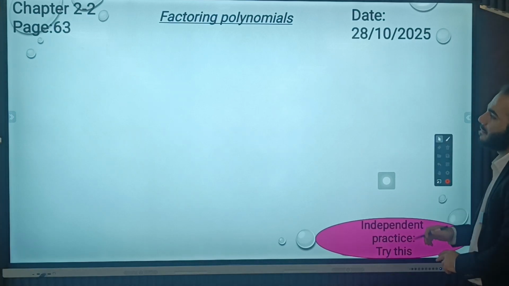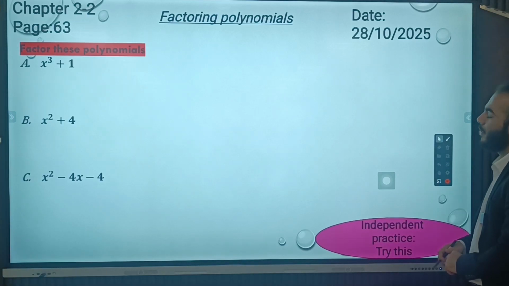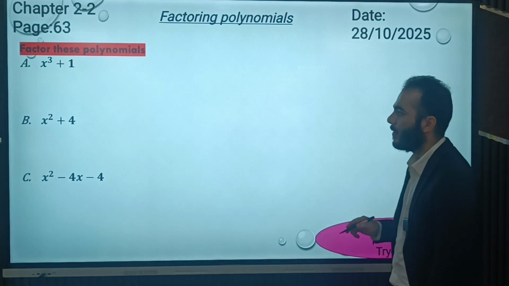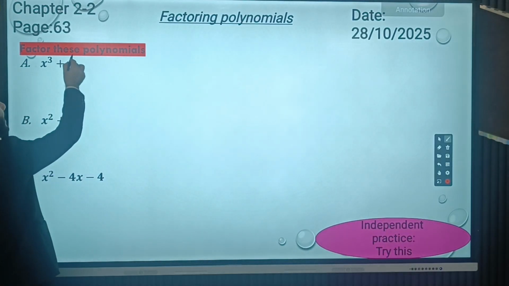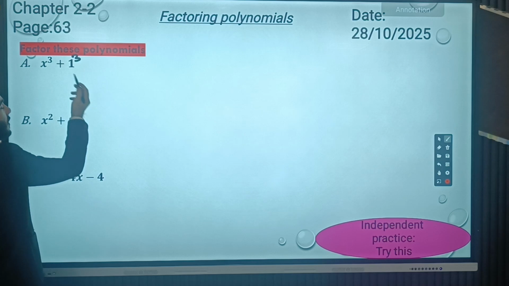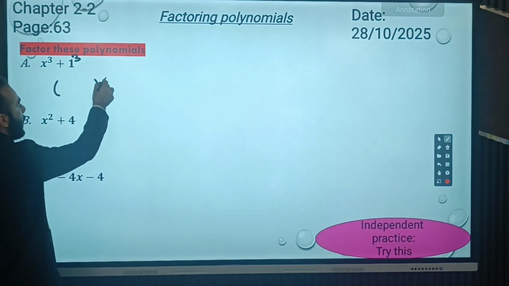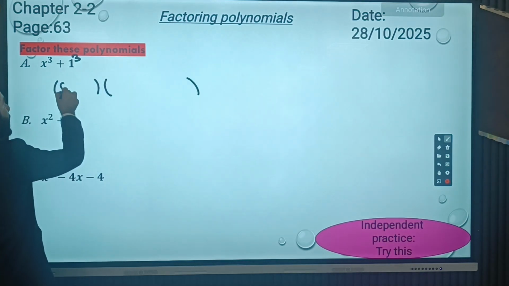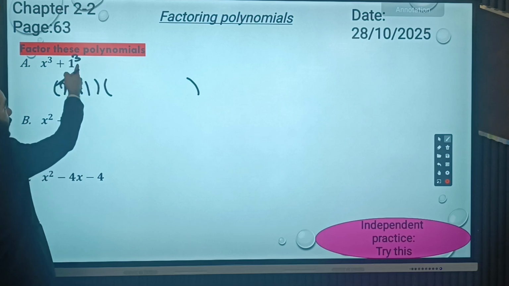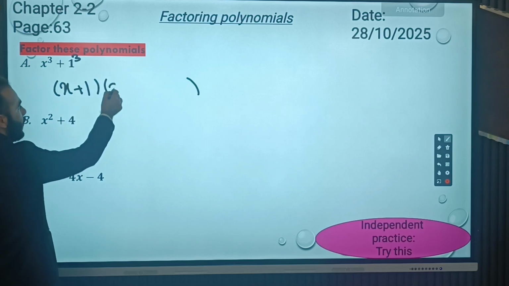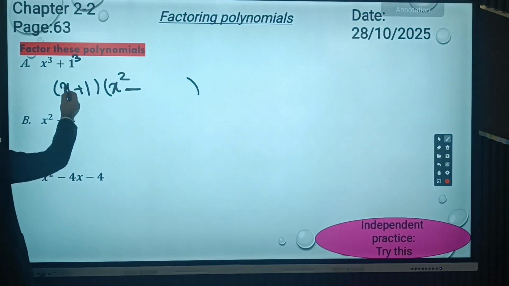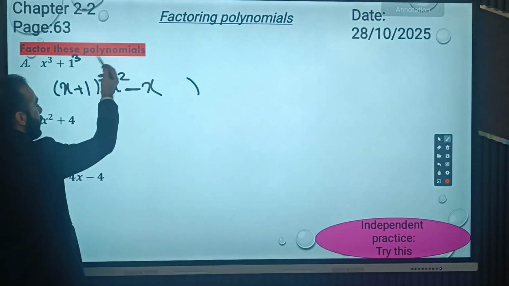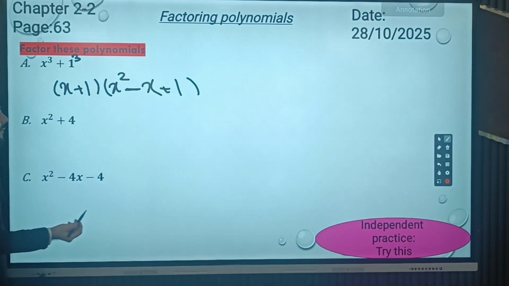Then we have factoring polynomials. Again, we have three interesting questions. x cubed plus 1. You better know that it's 1 to the power of 3, which is the sum of two cubes. So open two brackets. Here, x plus 1 without the exponent. So first term squared, x squared. There is plus here, so it will be minus with minus. x times 1, x. And 1 squared is equal to 1.